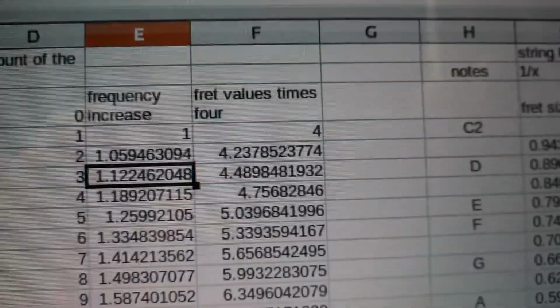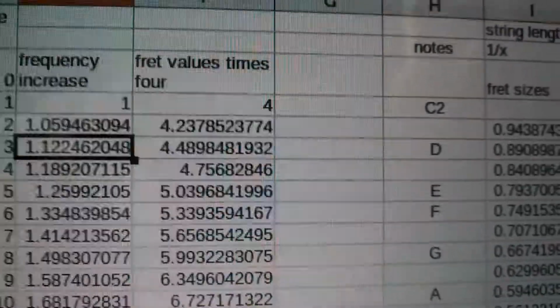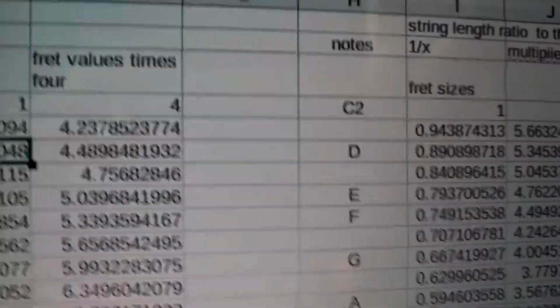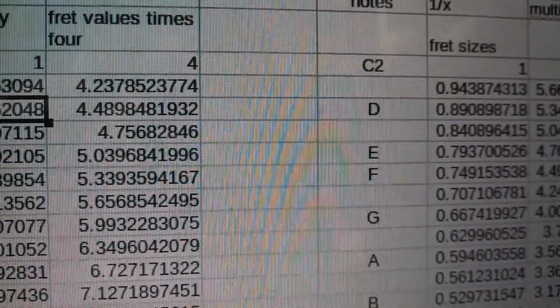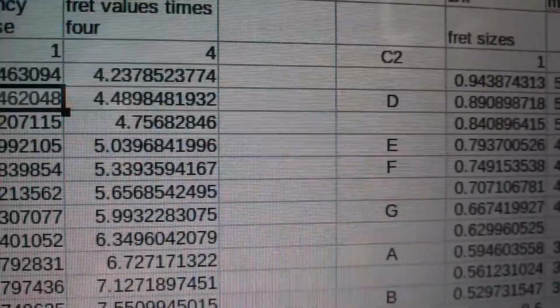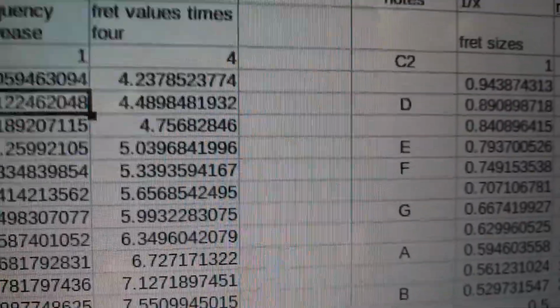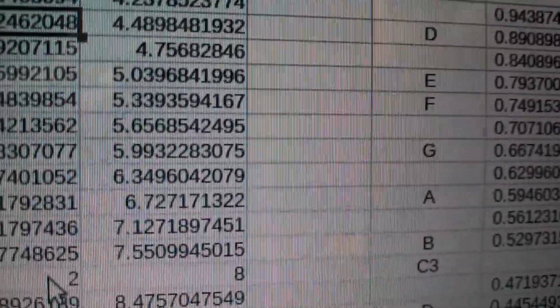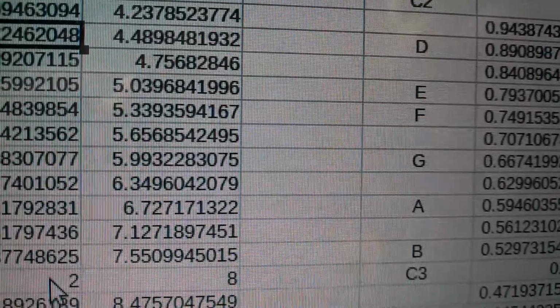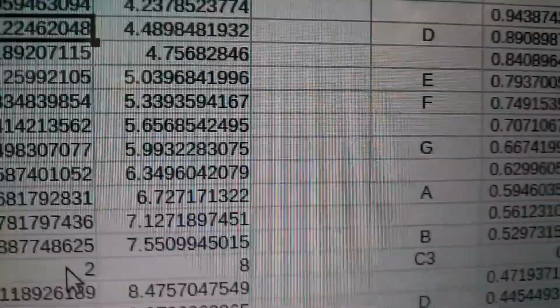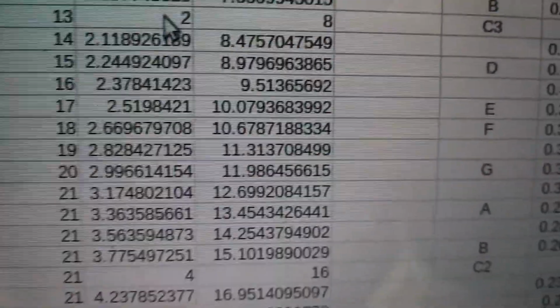So as you see, C is equivalent to 4. My E is equivalent to 5. It's very close to 5, it's 5.039, which is pretty close to 5. And the G is pretty close to 6. It says 5.99. This is what they call an even-tempered scale. It's not the actual exact whole number proportions, but it's real close.